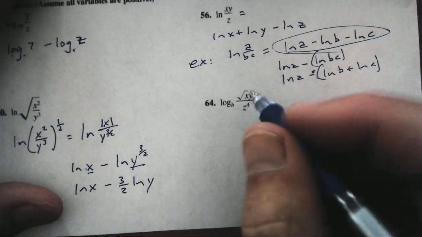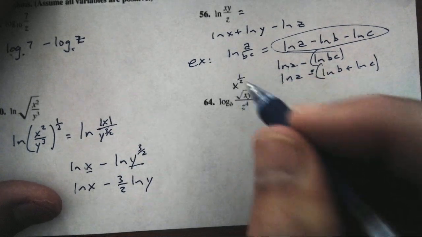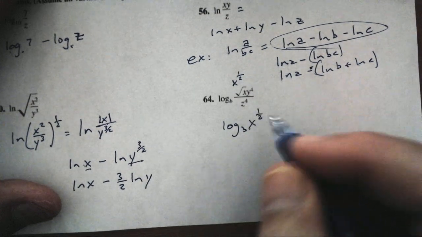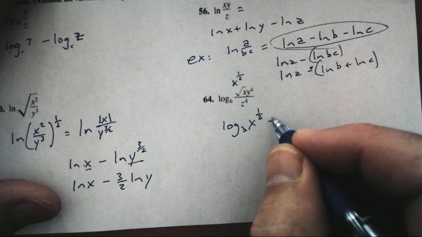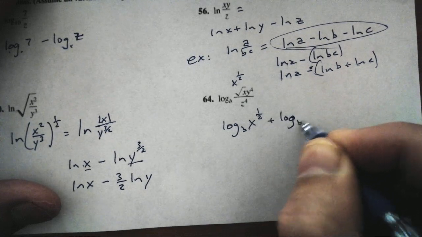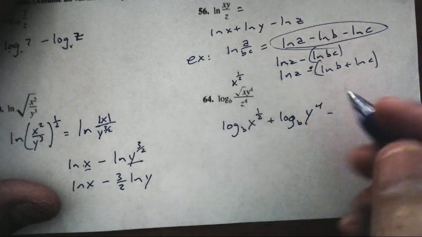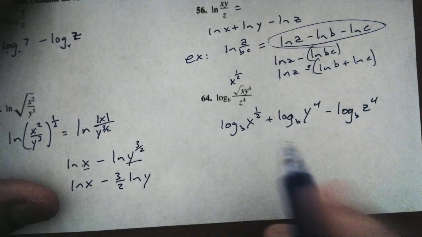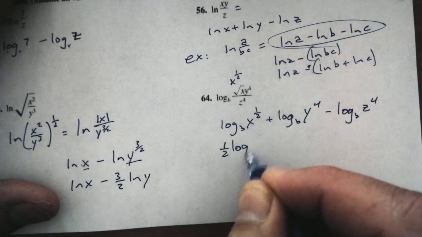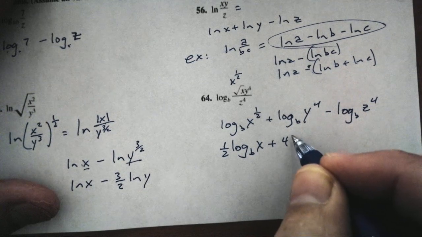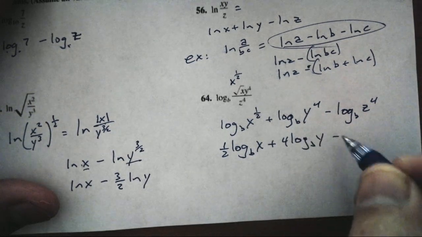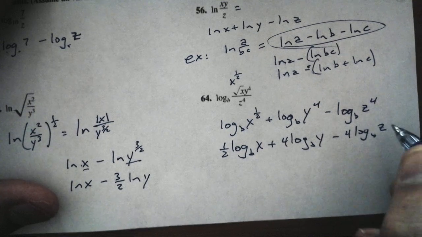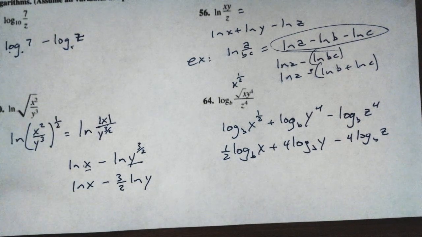Okay, how about this? In my head, I'm thinking of this guy as x to the 1/2. So this would break out into log base b of x to the 1/2, plus, it's a factor in the top, plus log base b of y to the 4th, minus, it's in the bottom, log base b of z to the 4th. Simplify the arguments, rule 3: 1/2 log base b x plus 4 log base b y minus 4 log base b z.